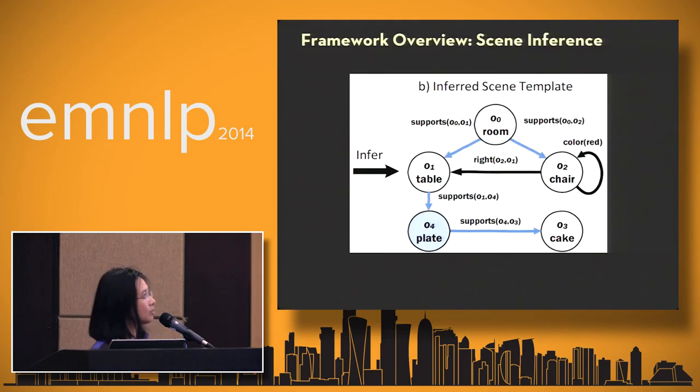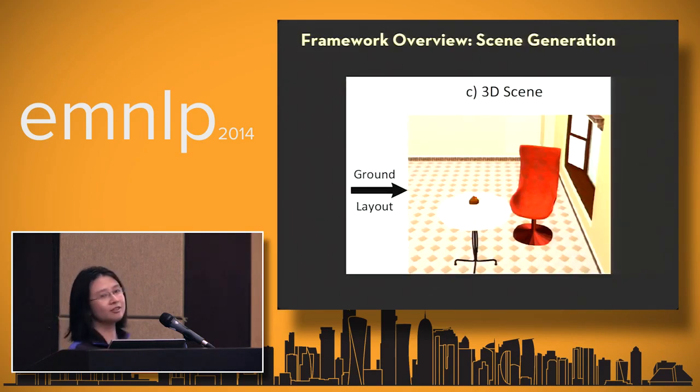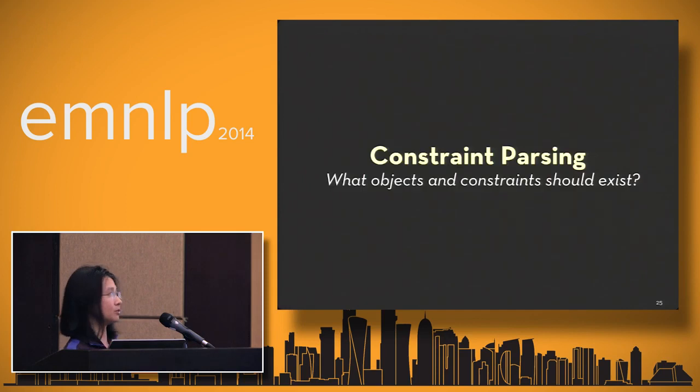From that scene template, we want to perform inference and infer objects that are not stated. In this example, we have inferred that perhaps there should be a plate. And in addition, we want to infer additional relationships, such as that the cake should be supported by the plate and the plate supported by the table. And finally, from a complete scene template, we should be able to select models that represent our objects and arrange them to form a possible scene to be presented to the user.